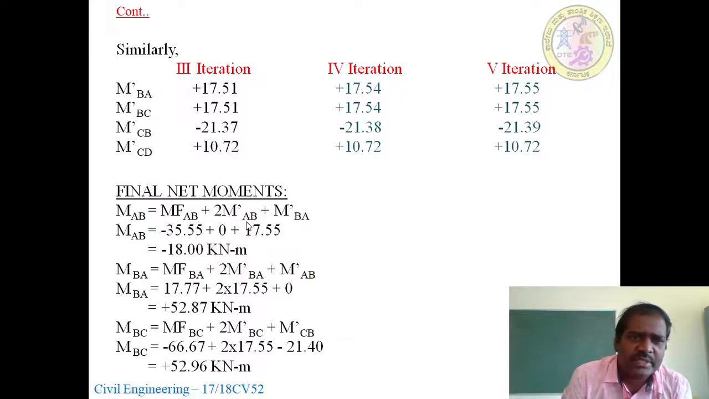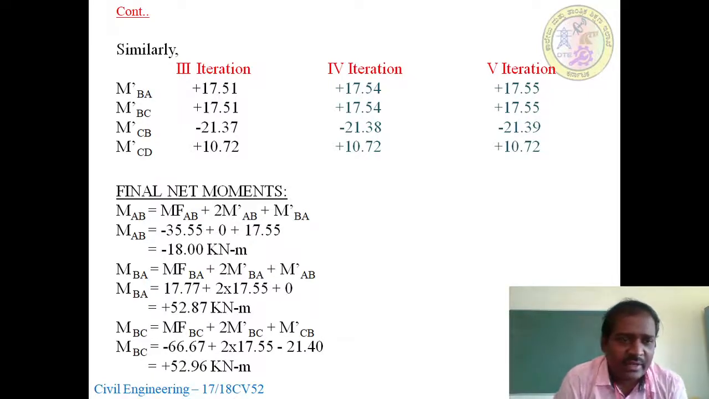Then the final moments: MAB is equal to MFAB plus 2 into the near end contribution and the far end contribution M dash BA. So MAB is equal to minus 35.55, the fixed end moment for AB, plus M dash AB, which is 0, and M dash BA is 17.55. That's the fifth iteration. So the value is minus 18.